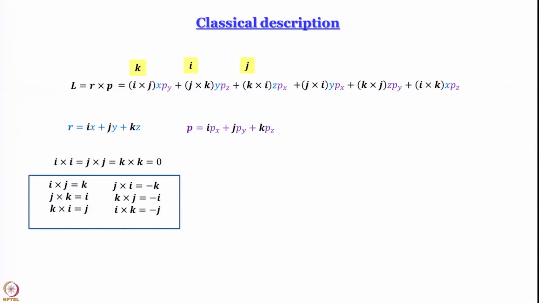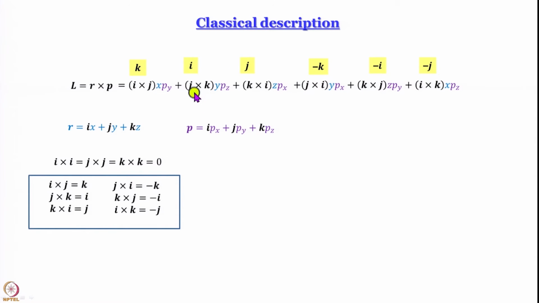be j. Now, j cross i is reverse cyclic order, right, in the alphabet i comes before j. So, you are going to get minus k. k cross j similarly is minus i and i cross k is similarly minus j. So, now what we can do is collect the terms in i, j and k, and we can get instead of 6 terms, 3 terms.